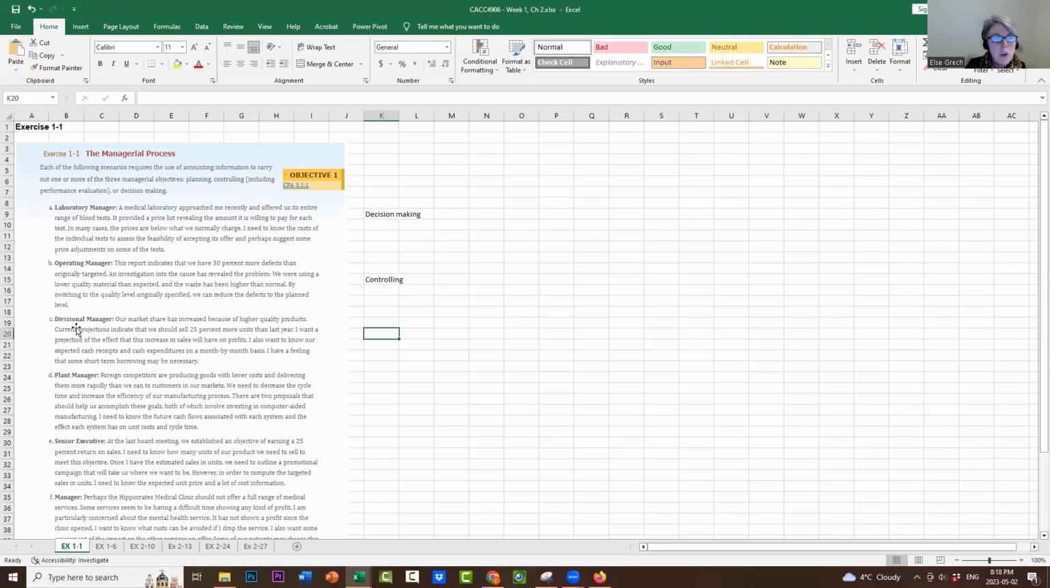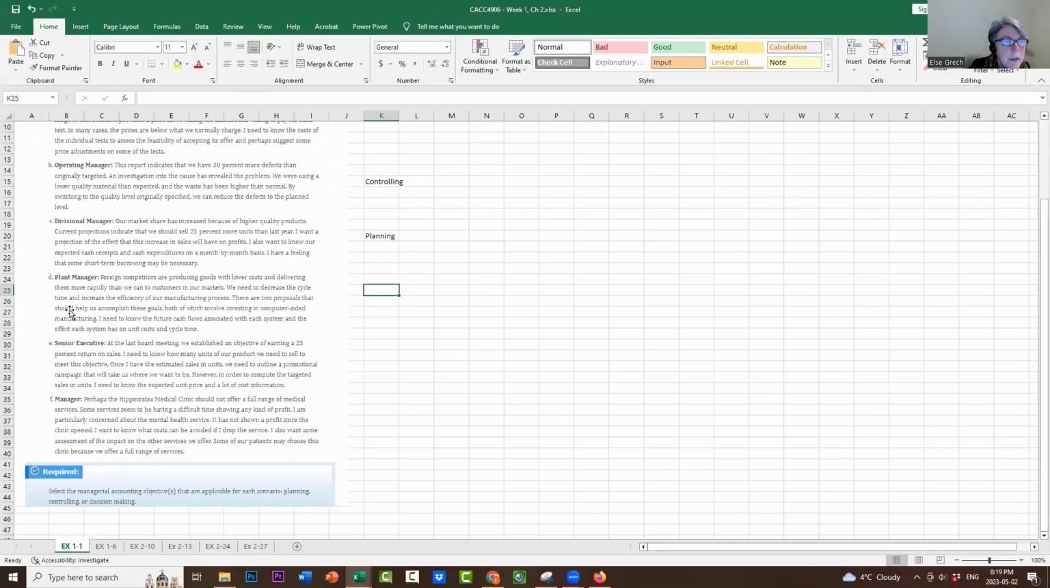Now we're the divisional manager. Our market share has increased because of higher quality products. Current projections indicate that we should sell 25% more units than last year. I want a projection of the effect that this increase in sales will have on profits. I also want to know our expected cash receipts and cash expenditures on a month-by-month basis. I have a feeling that some short-term borrowing may be necessary. We are in planning.